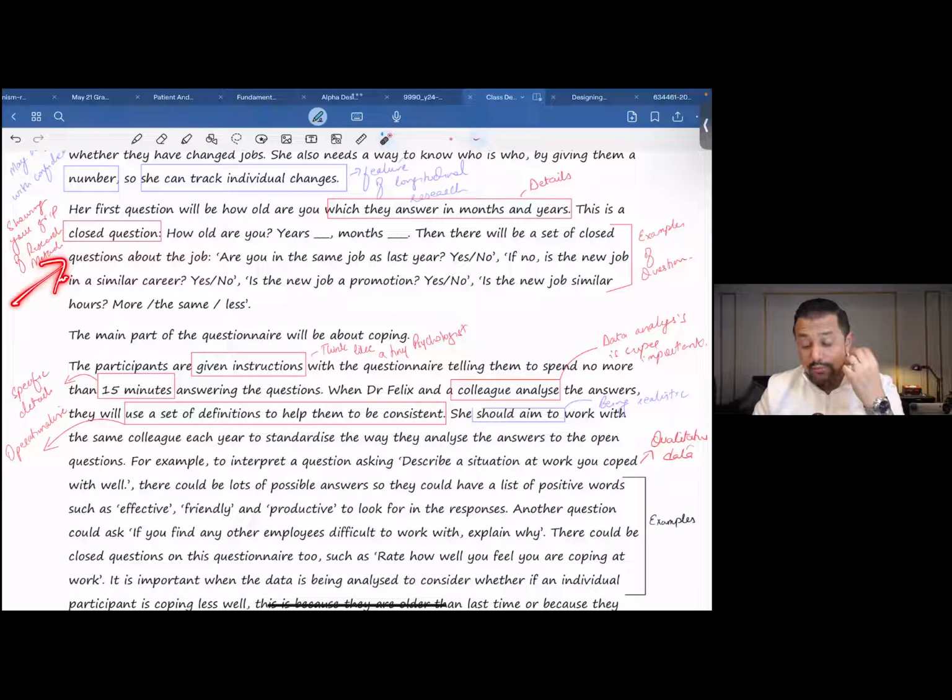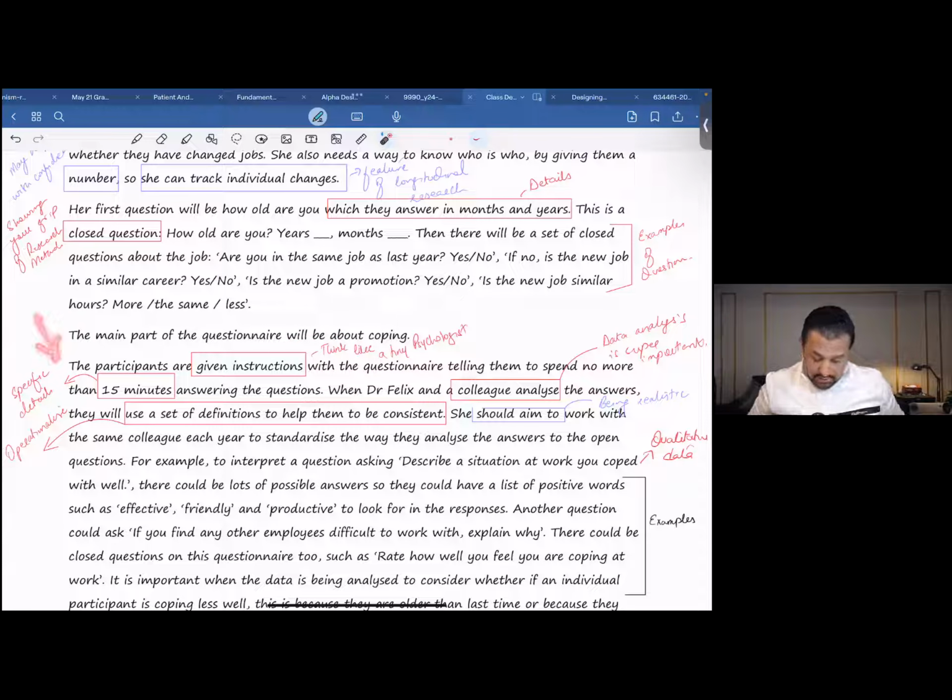Of course, the information that you would gain out of these questions eventually helps you come up to a conclusion in terms of whatever you were investigating. Now, the main part of the questionnaire will be about coping.